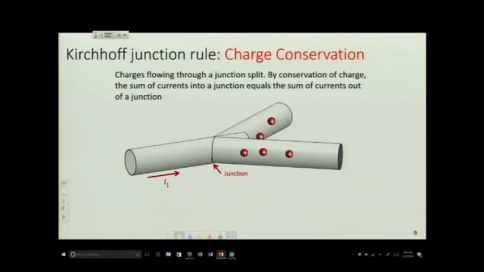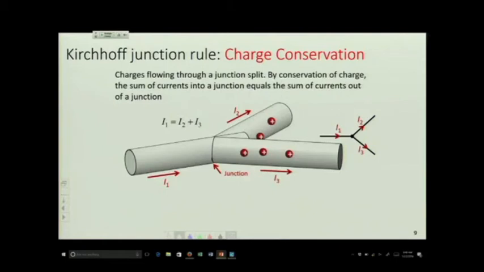How do I write this in terms of current? Well, let's say I have current I1 coming in, and it divides into current I2 and I3. Can anyone tell me how I would write my conservation law for currents? So I1 coming in, I2 and I3 going out. The current going out, I2 plus I3, is equal to the current coming in, I1. So I1 is equal to I2 plus I3.